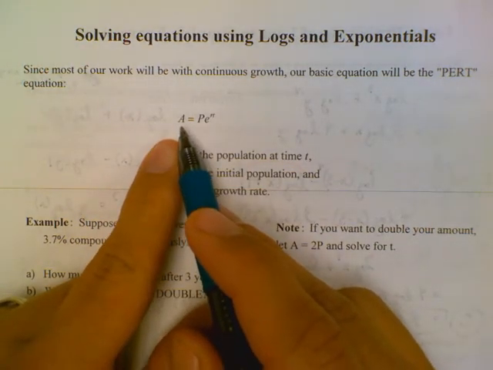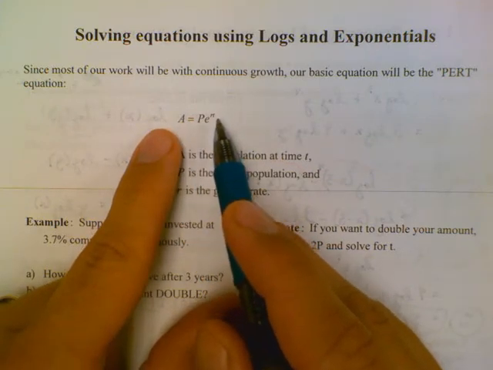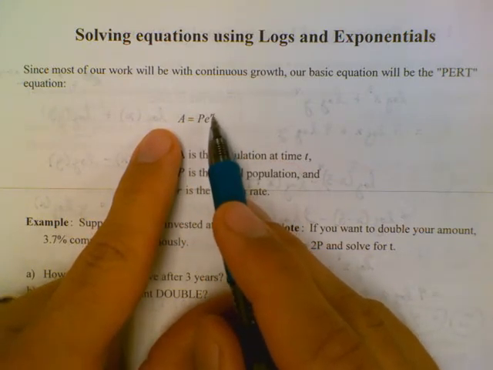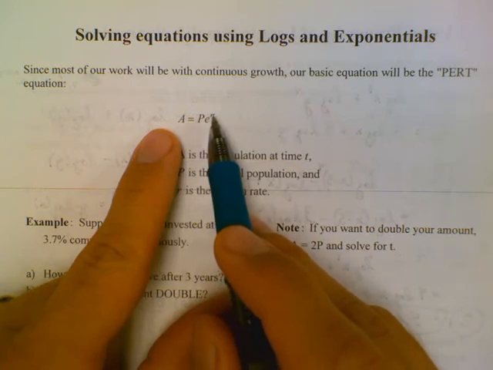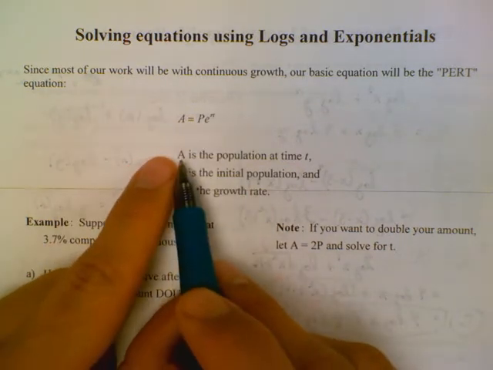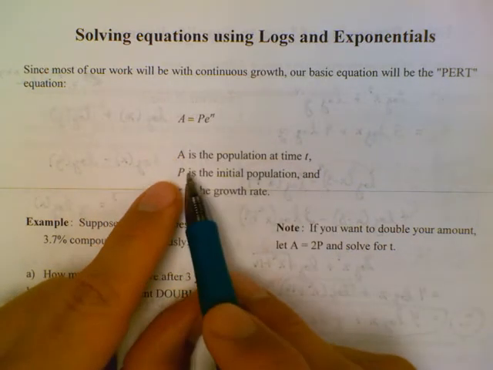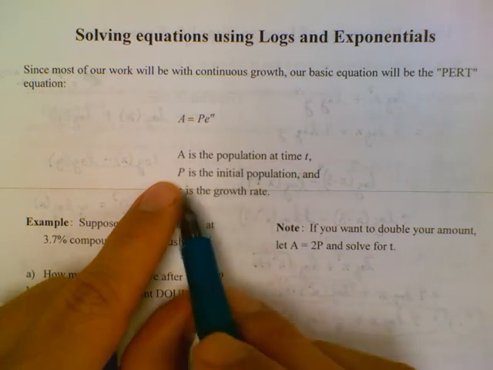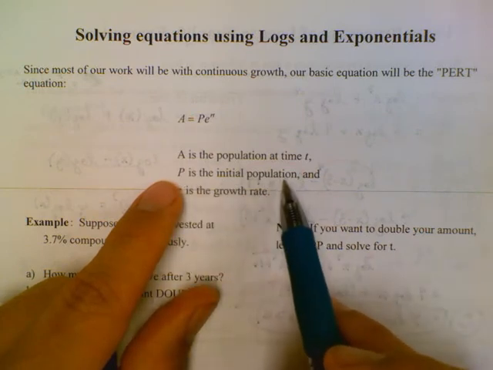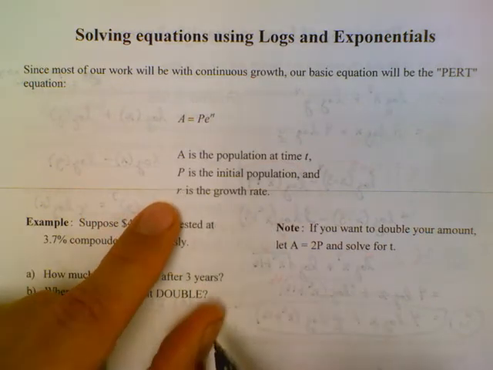A is going to be the amount of a population, or the amount, it could be money if you want to think of it as money, but the amount after you do this calculation over here. So you will need P, R, and T. You compute all that and you'll get that dollar amount or that population at time T. P is the initial population or the initial amount invested in some kind of account. And R is the growth rate.